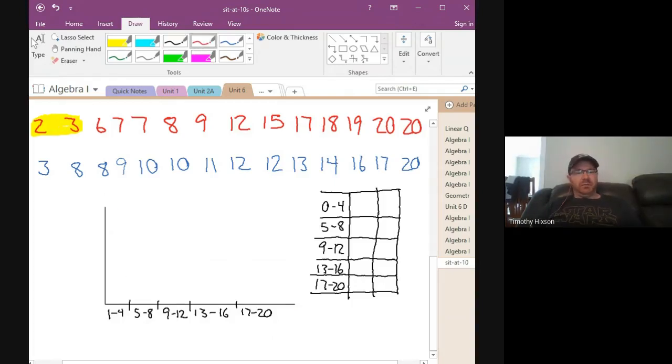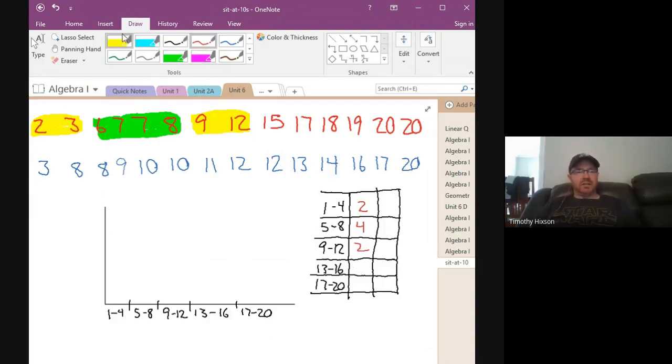So in the 1 to 4, or again, I put 0. In the 1 to 4 range, there are 2 from the red data. On the 5 to 8, there are 4. So 4 in that group. On the 9 to 12 range, there's only 2. Okay. So there's 2. On the 13 to 16 range, there's actually only 1.